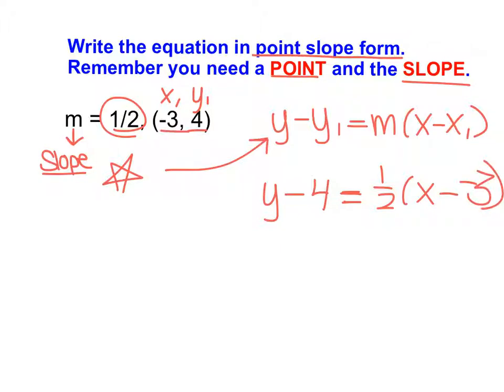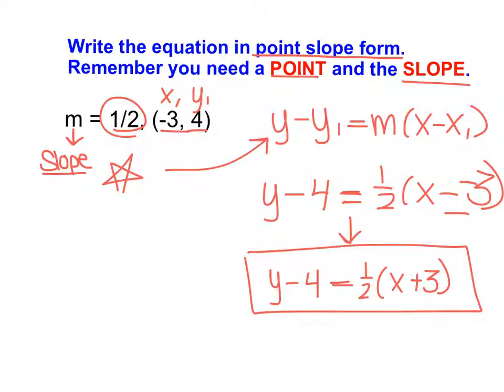So notice how I have a minus a negative here. What I do want to make sure I do is rewrite anytime I see a negative as a plus. So we're going to rewrite this as y minus 4 is equal to 1/2 times in parentheses x plus 3, to utilize keep, change. So there we have the equation of a line with this slope and this point in point-slope form.